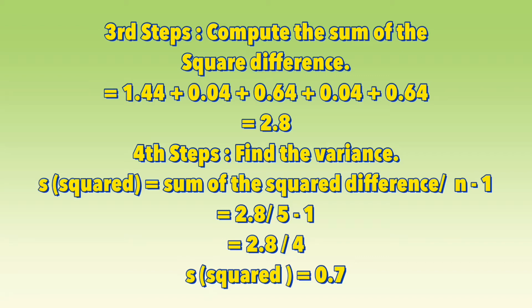Our formula to find the variance is s squared equals the sum of the squared differences over n minus 1. n is the number of samples given. So the sum of the squared differences is 2.8 over the sample size, we have 5 minus 1. Then we have 2.8 divided by 4. Then the variance is equal to 0.7. Therefore, this means that the approximate average of the squared deviations is 0.7.